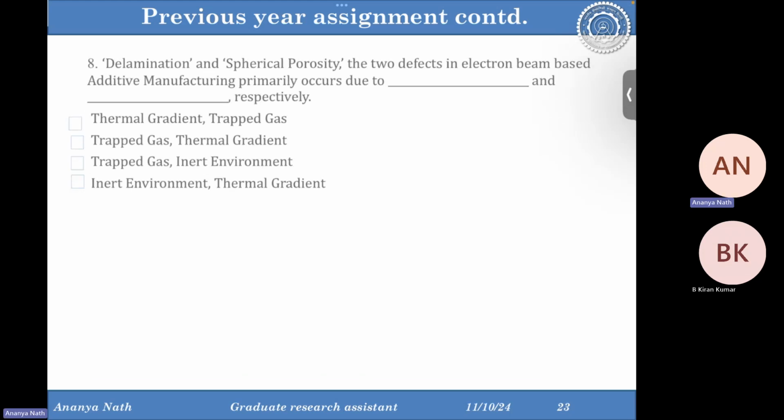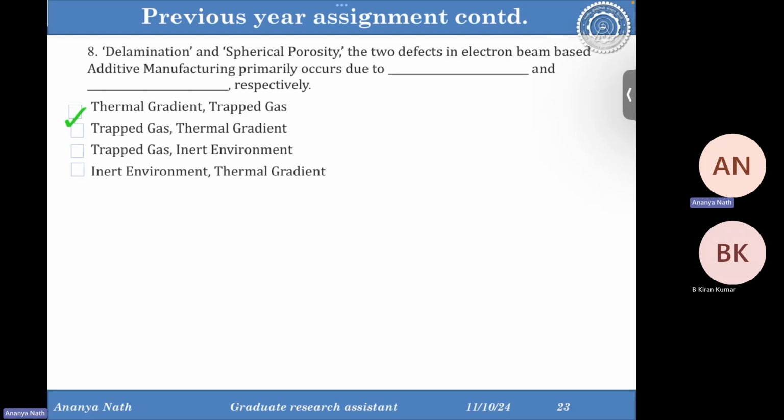So delamination and spherical porosity are two defects. Delamination, I have already told you, is because heat dissipation is not taking place correctly. So there is a gap in the layers. So the layers are not getting fused with each other. That is because of the thermal gradient, and lesser power density than what is required. And spherical porosity is because of gas entrapment, obviously.